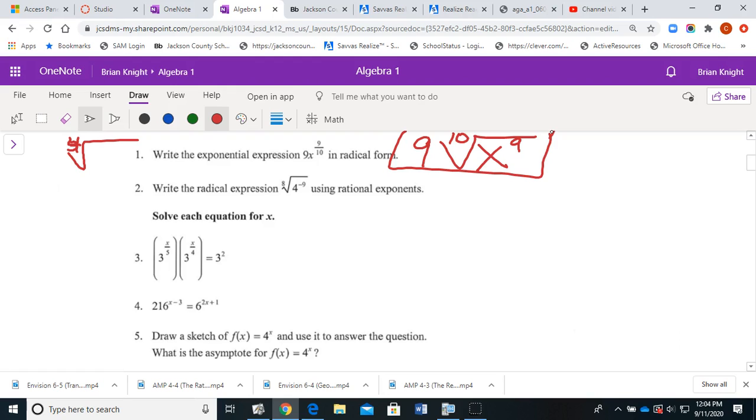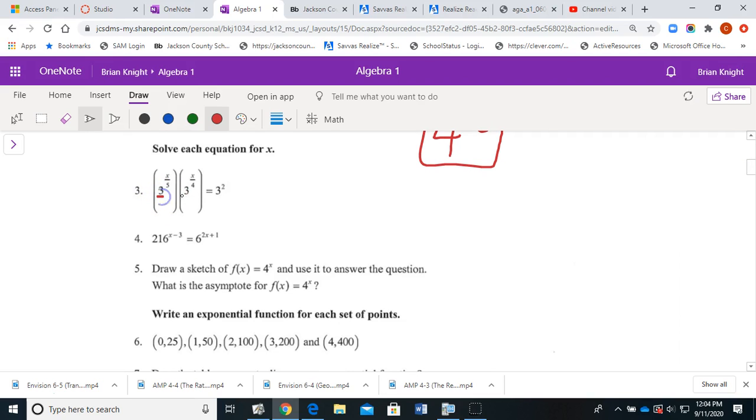Number two, it's reversing. They give it to you in radical form, and they want it using rational exponents. So, what's my base? 4, and it's going to what power? Negative 9/8 power. Okay. Any questions on 1 and 2? Easy peasy. Moving on.